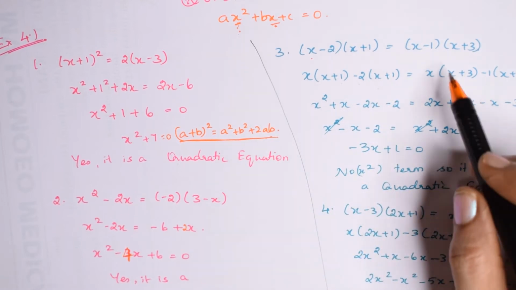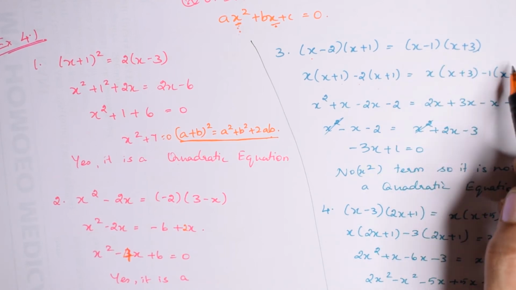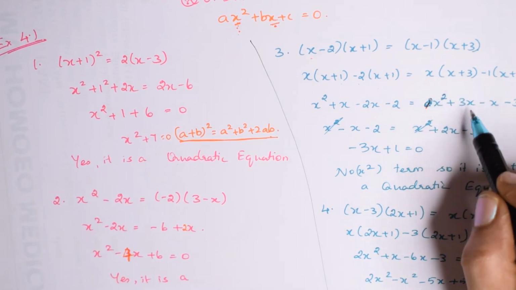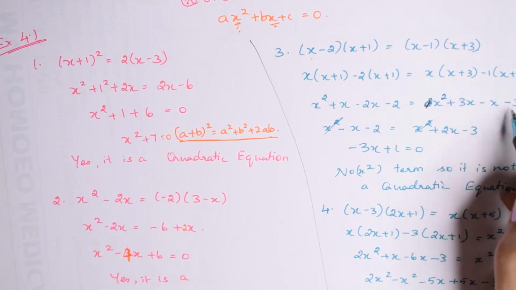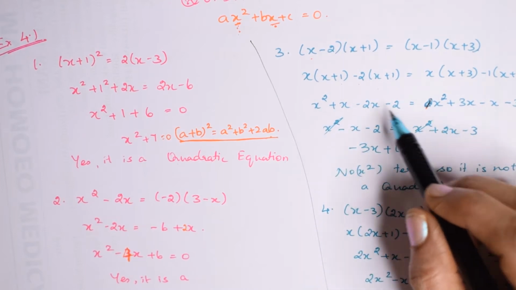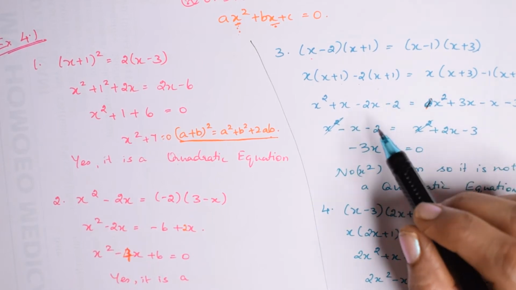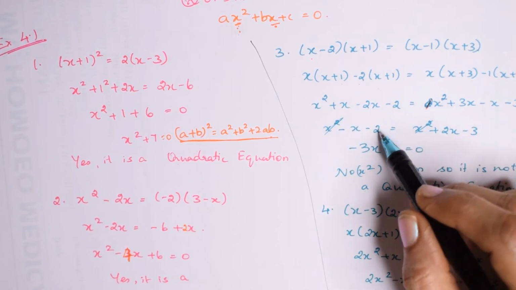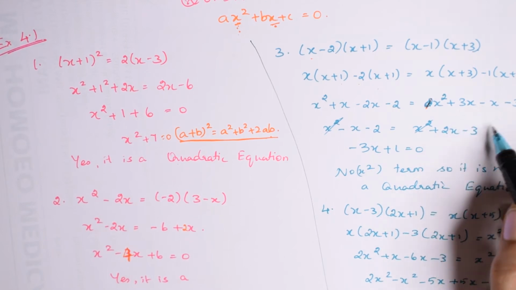And again here the same thing, x into x plus 3 minus 1 into x plus 3. So x into x is x square, x into 3 is 3x, minus 1 into x is minus x, and 1 into 3 is minus 3. Okay. So this x square here and x square here, when I bring this x square to that side, it becomes minus x square, so it gets cancelled. So the x square term gets cancelled. And here again plus x minus 2x, so minus x minus 2, it's there like that. Here again I have 3x minus x, so it becomes 2x minus 3.